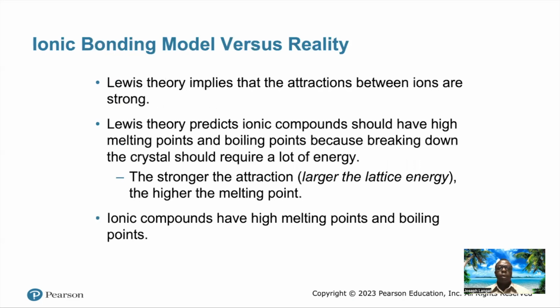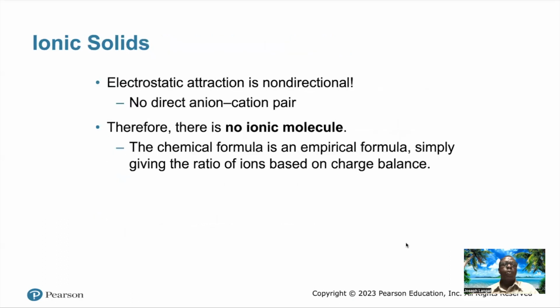So Lewis bonding also versus reality. Lewis theory implies that the attraction between ions is strong. Lewis theory predicts that the compound should have a high melting point. Yes, the reason for that is there is transfer of electrons, and when that happens, cations and anions are attracted to one another, and the compounds have a high melting point. This is what we already know.